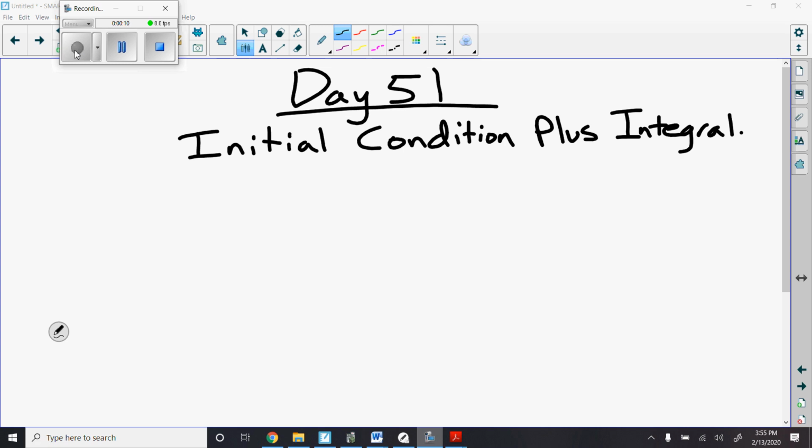And let's keep plugging forward with some new stuff here. What we have today is kind of another way of looking at the fundamental theorem of calculus. So just as a reminder, here's the fundamental theorem of calculus.